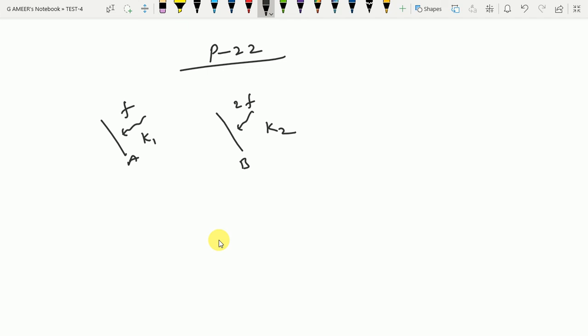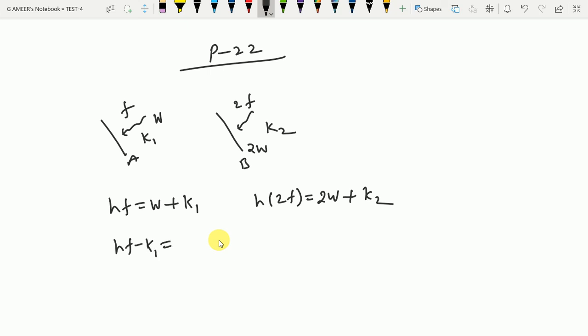So we need to comment on the kinetic energy. Let us write the work function: here it is W and here it is 2W according to the problem, 1:2 ratio. The equation is hF equals work function plus K1, and h2F equals work function plus K2. So from here, hF minus K1 is equal to W, and 2hF minus K2 is equal to 2 times W.